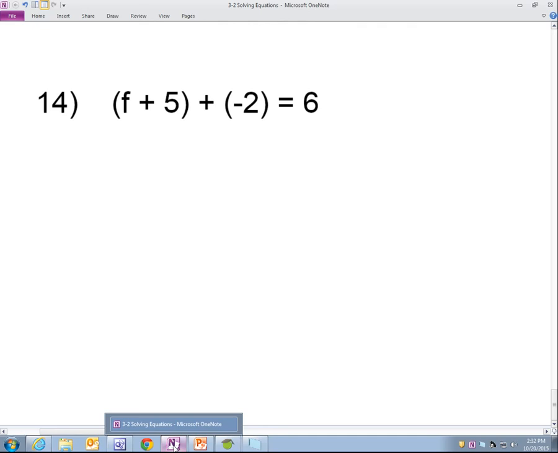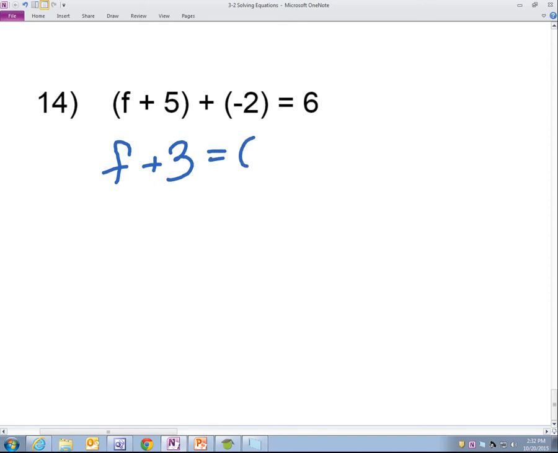There's somebody during fifth period who wanted to undo the plus -2, then they wanted to undo the 5. That's fine. You'll still get the same answer. You're just going to have 2 more steps than I will. So first step, I'm going to combine like terms. I have 2 integers. 5 minus 2 is 3.